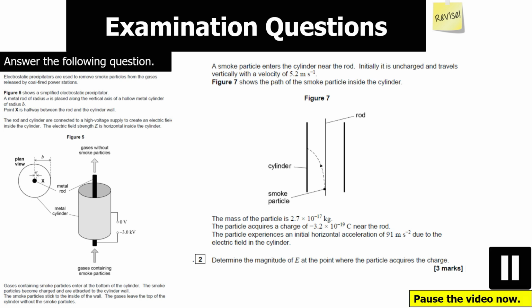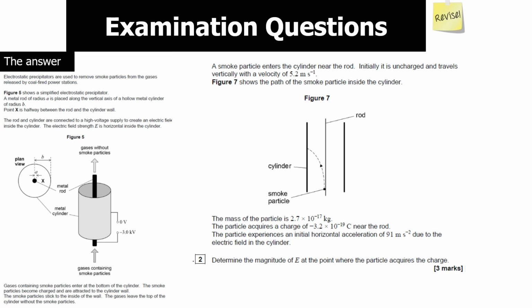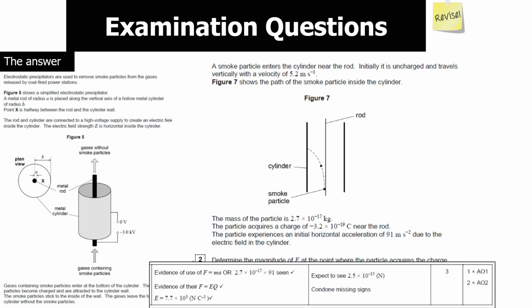So pause the video now, then unpause the video when you want to go through your answer. Right, so how do you answer this particular question? Well, you'll notice straight away you've got a horizontal acceleration and you've got a mass. So the equation that sticks out to me is F equals ma. So we can use F equals ma by multiplying 91 by 2.7 times 10 to the minus 17 kilograms. That then gives us our resultant force, and then we know that resultant force is the electrical field strength times the charge.